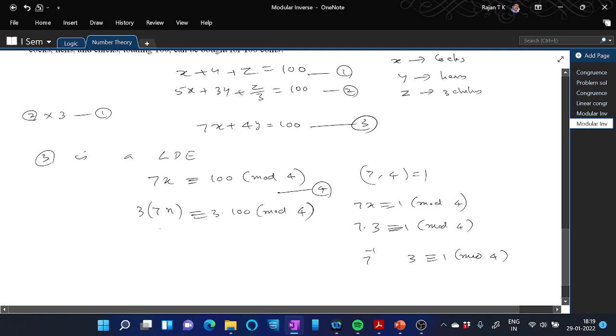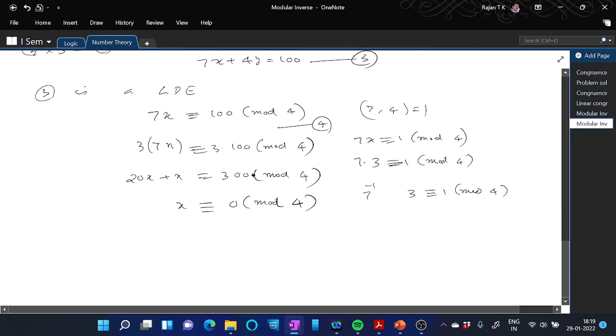This is 21x. 21x you can write as 20x plus x, congruent to 300 mod 4. 20x is actually a multiple of 4, therefore x is congruent to 300, which is a multiple of 4, therefore it is 0 mod 4. So any x is of the form 0 plus 4t, which is 4t, where t is in Z.